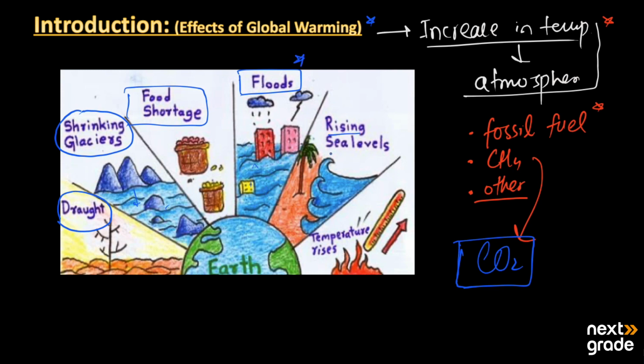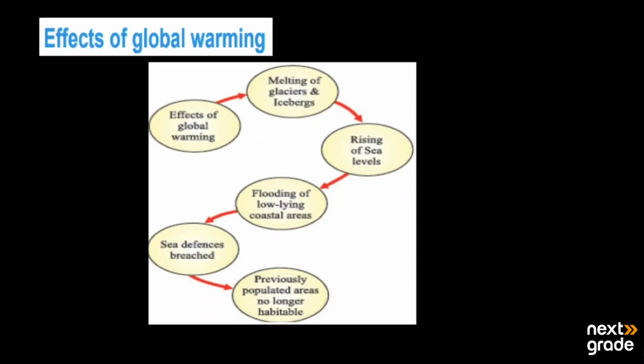Then there is a rising sea level. The level of the sea rises, and there is a rise of the temperature. So these are the main effects of global warming that may affect human beings in one way or the other. So let's start the first one in detail, starting from the first point, which is the melting of the glaciers or the icebergs.